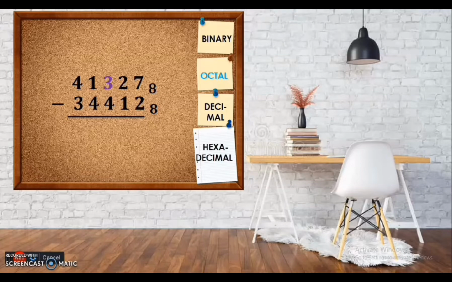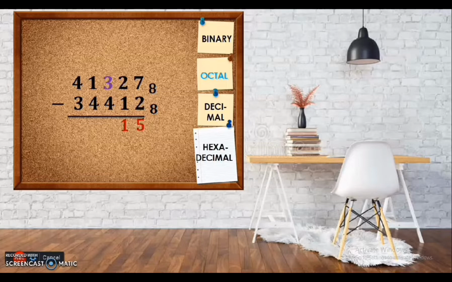So let's start with the ones. 7 minus 2 is equal to 5. In the tens, 2 minus 1 is equal to 1. Now in the hundreds, 3 minus 4 cannot be done since the numerator is smaller than the denominator. We cannot subtract this.